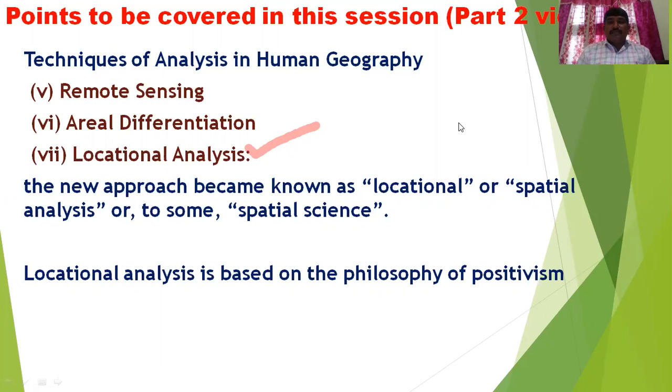One of the most influential models for these principles was developed by German geographer Walter Christaller in the early 1930s, though it attracted little attention for two decades. Locational analysis is based on the philosophy of positivism. The philosophy of positivism underpins the approach, which concentrates on the identification of theories of spatial arrangements and is so closely linked to the discipline's quantitative evolution.